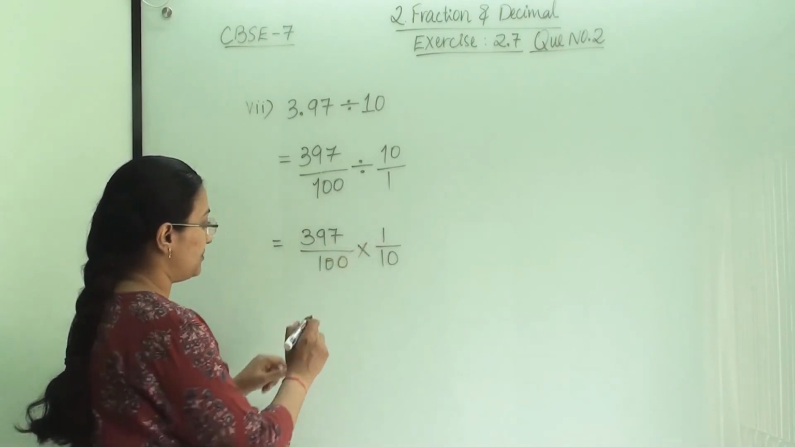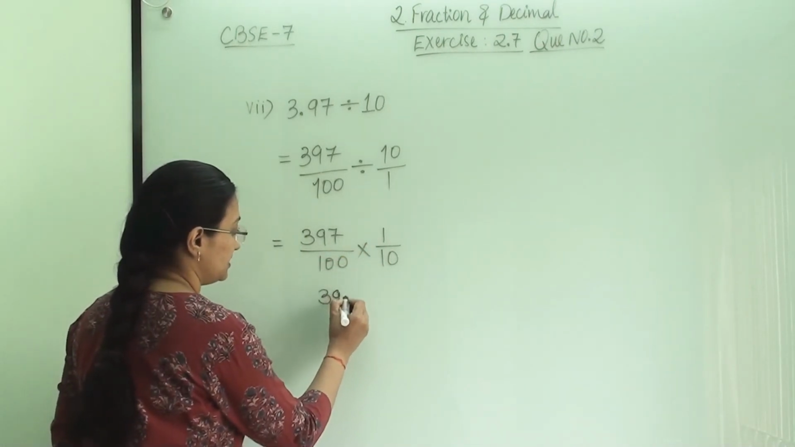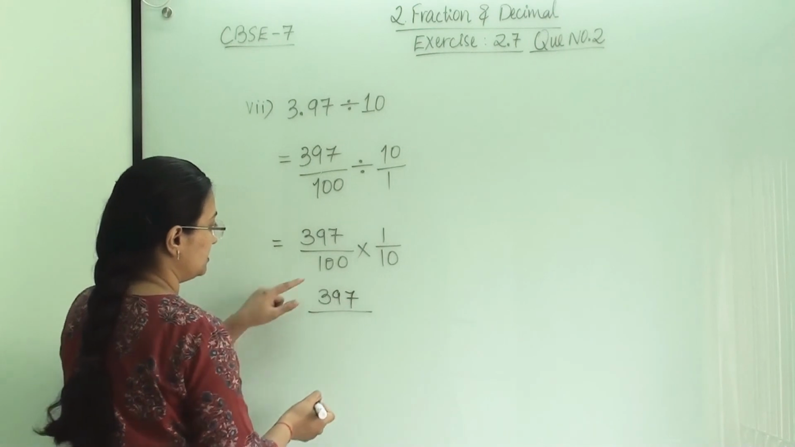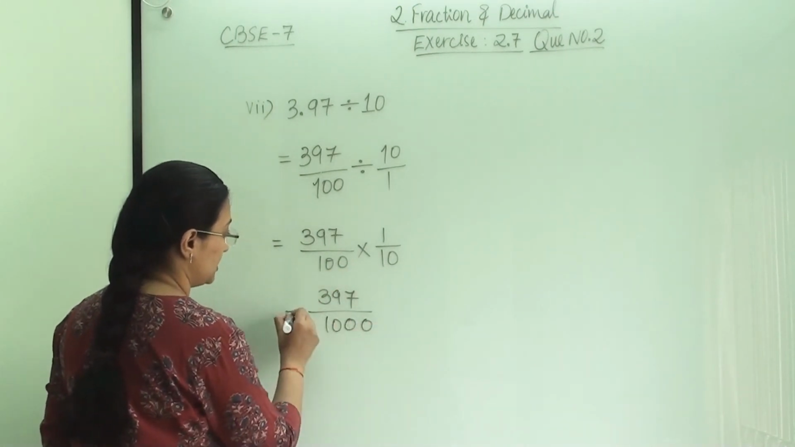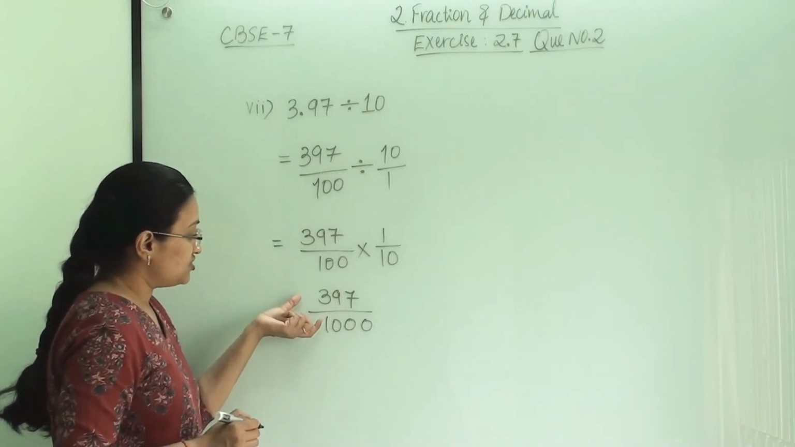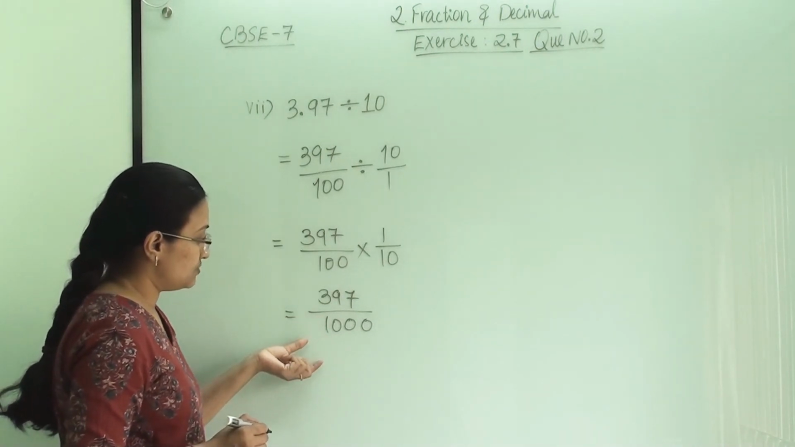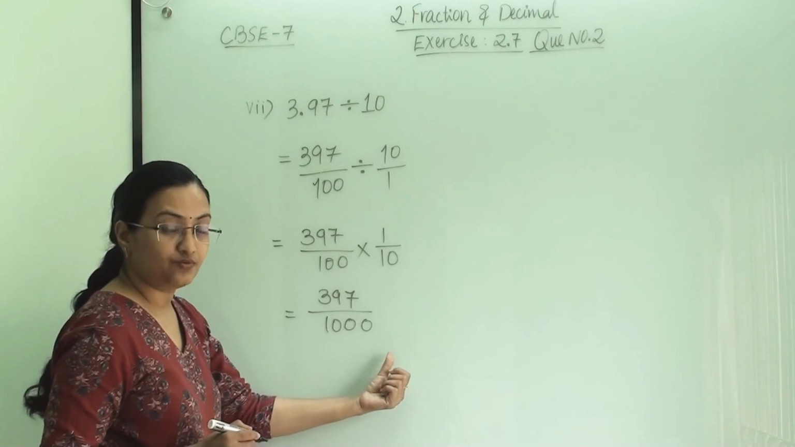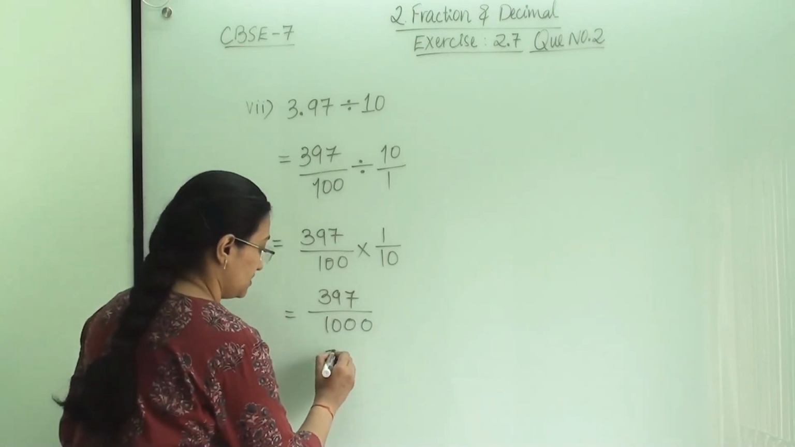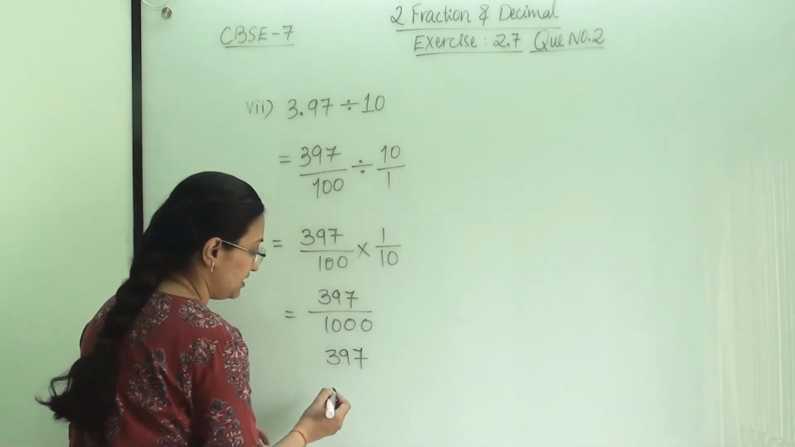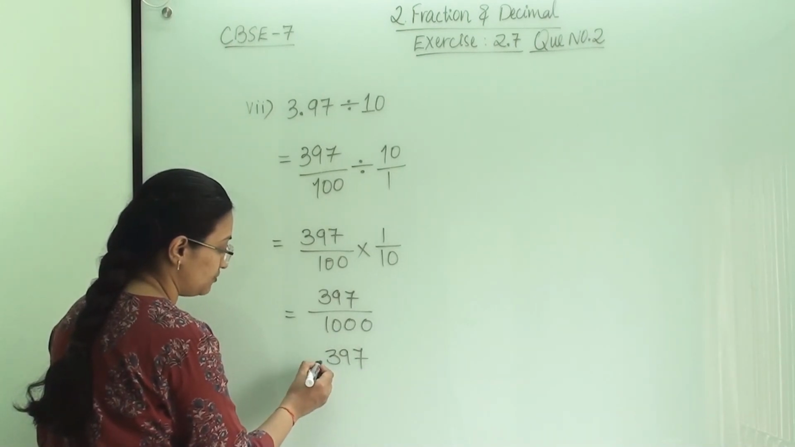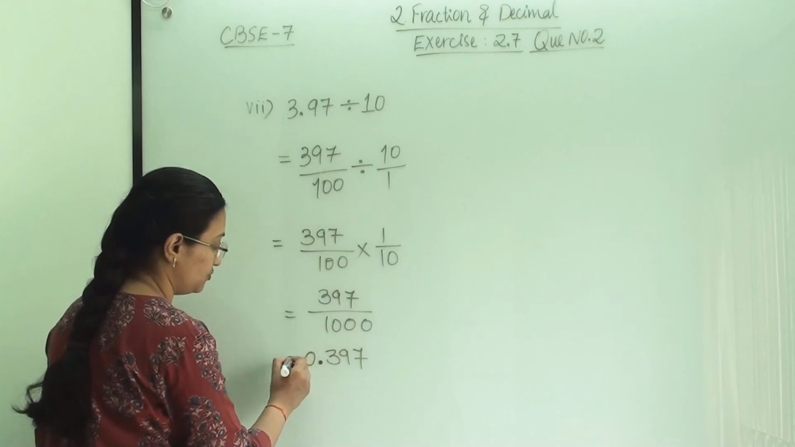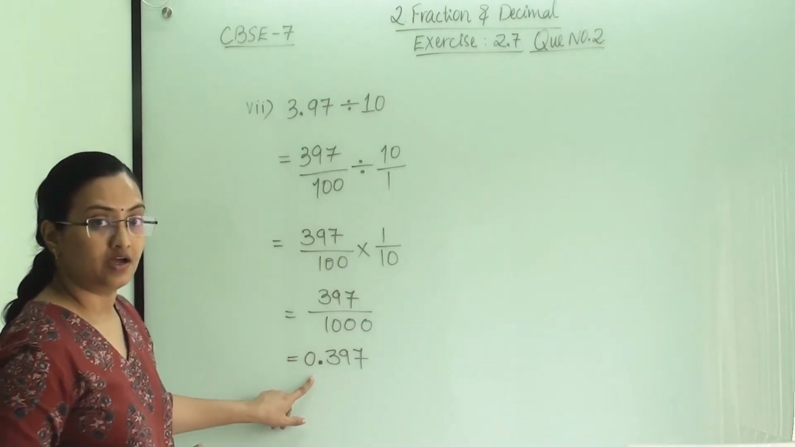397 is multiplying with 1, so it is 397 in denominator 100 into 10, so it is going to be 1000. Now when we are changing this fraction into its decimal form, from the right side we have to count 3 numbers. So let us write this number and then we are counting 3 numbers, 1, 2 and 3. So here we are going to put the decimal point and then 0. So this is going to be our answer.